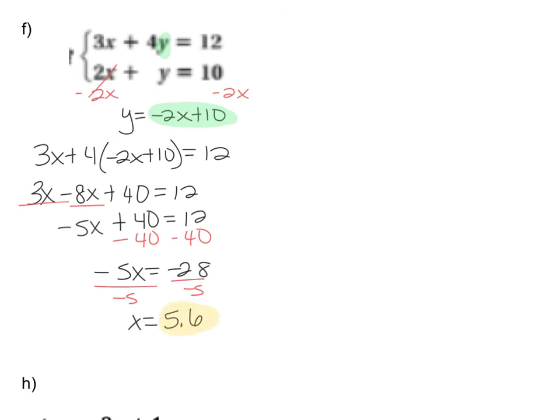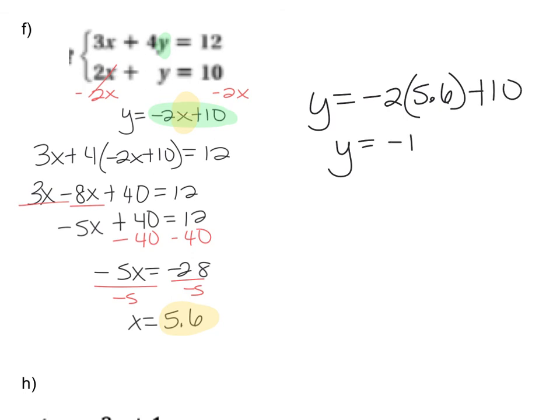So I'm going to take this and plug it back into one of them. I think the second one actually would be easier, so we could either plug it in there or actually let's just plug it in here from when we converted it. So this would be y equals -2 times 5.6 plus 10. So stick that in your calculator and you get -1.2.